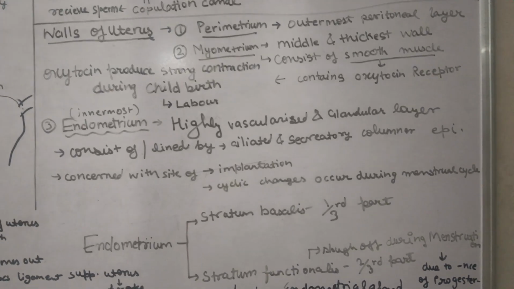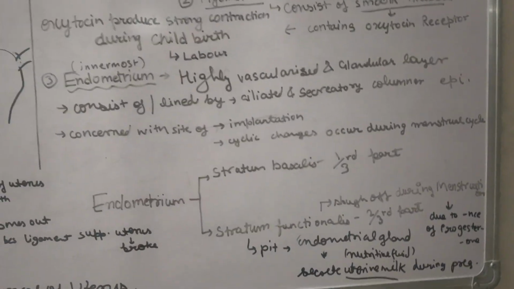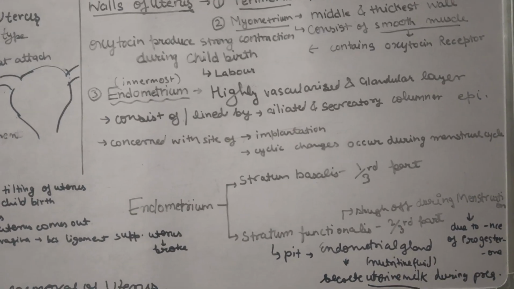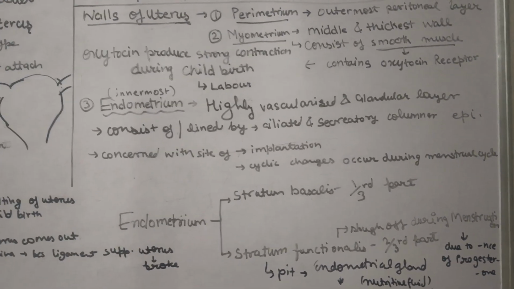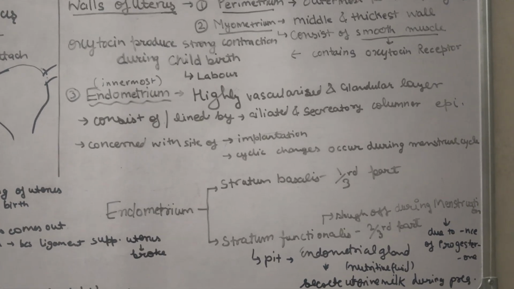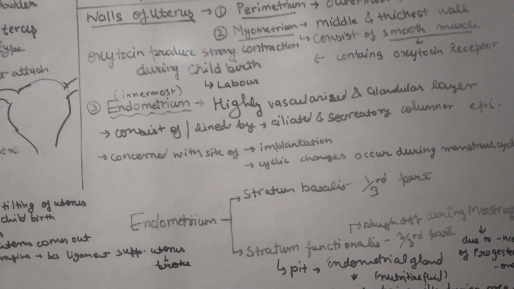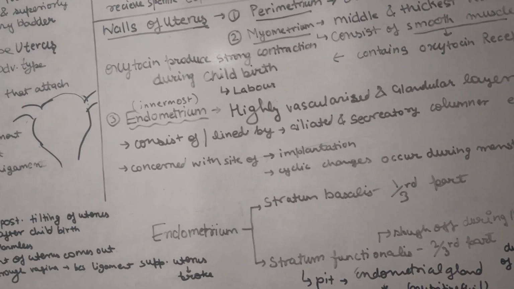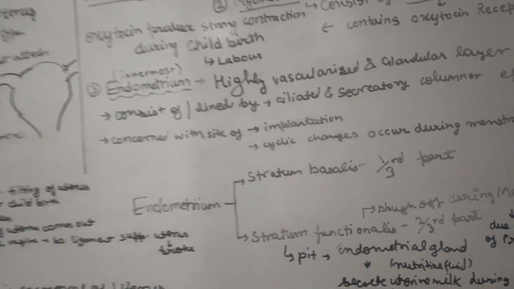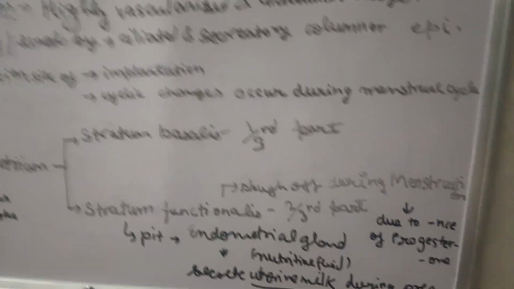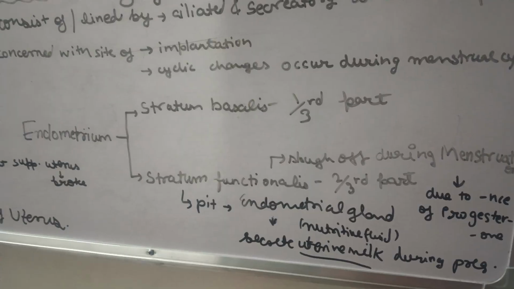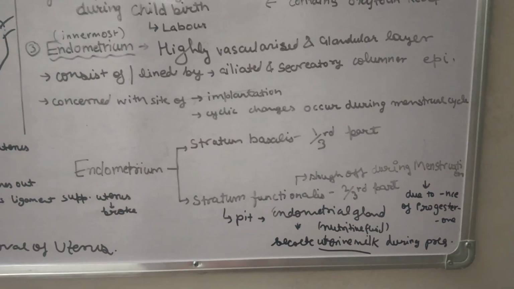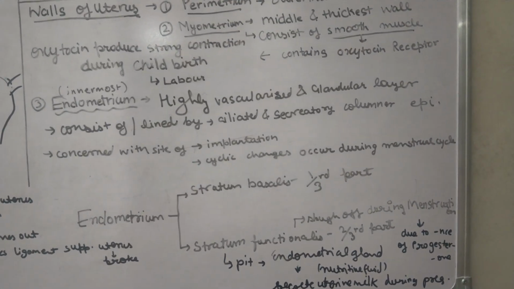It's the innermost layer. It's a highly vascularized and glandular layer, supported by a lot of blood vessels to nourish the developing baby. It is lined by ciliated and secretory columnar epithelium. Why cilia? Because cilia lead to unidirectional movement, and this is what we need to eject the baby. And it's a glandular layer also, as there is a lot of glandular secretion. We'll also talk about the endometrial gland afterwards.